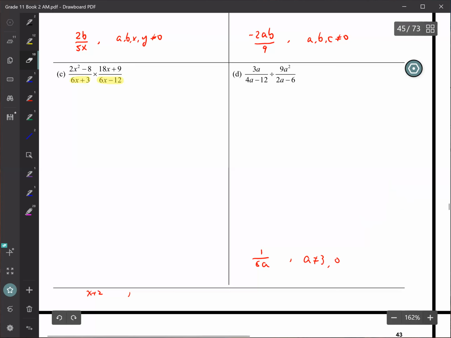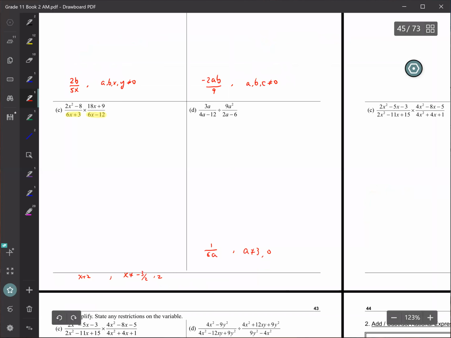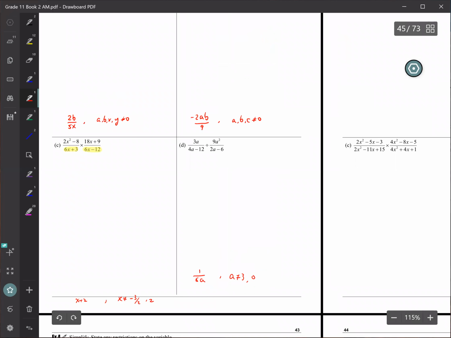Okay, Eric, back to you. What's your restriction? I think it's x is not equal to -3/2, and x is not equal to 2. Okay. All right, anyone else want to add to the answers for these 4? Or you guys all match? Anyone? Okay, we'll start going over.